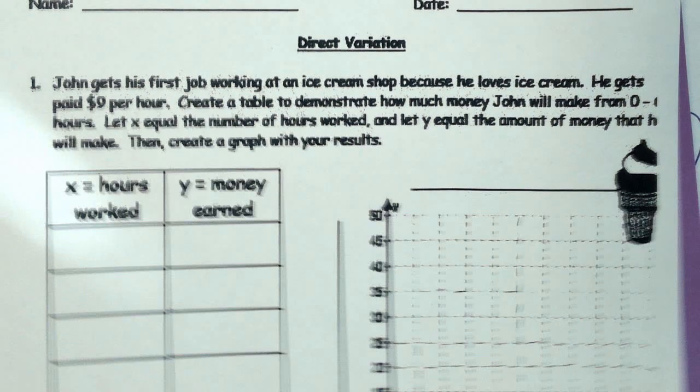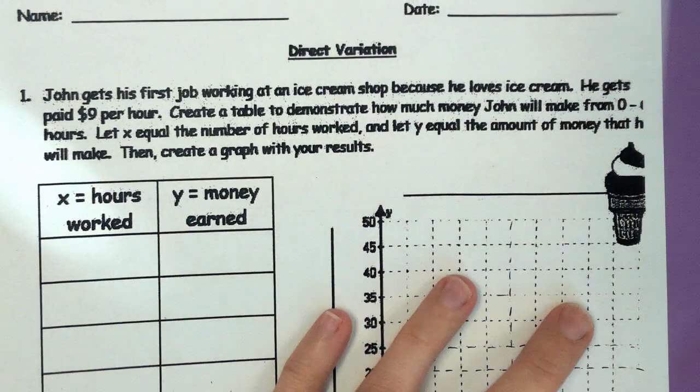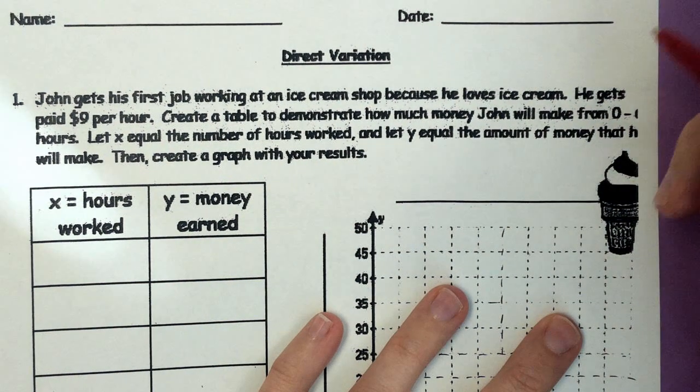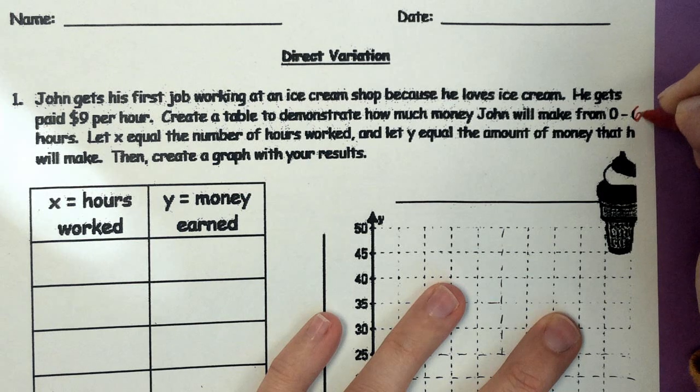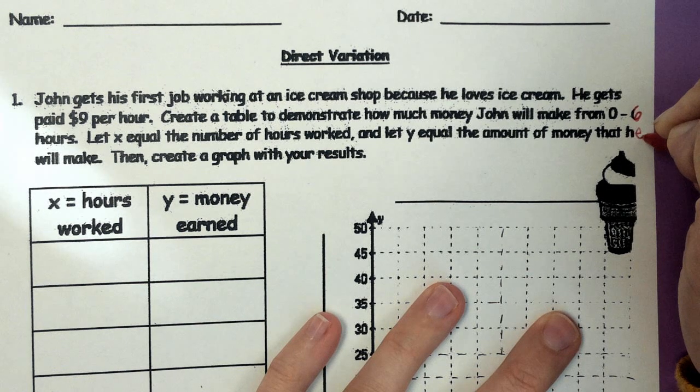Okay, so the copy, you're going to kind of cut this off. So make sure you have that this says 6. And then this one says he.